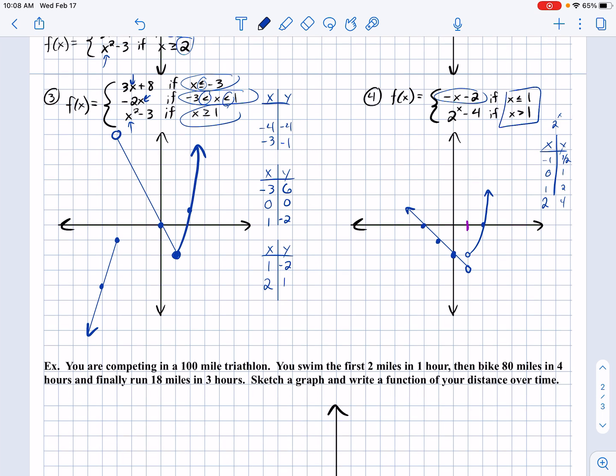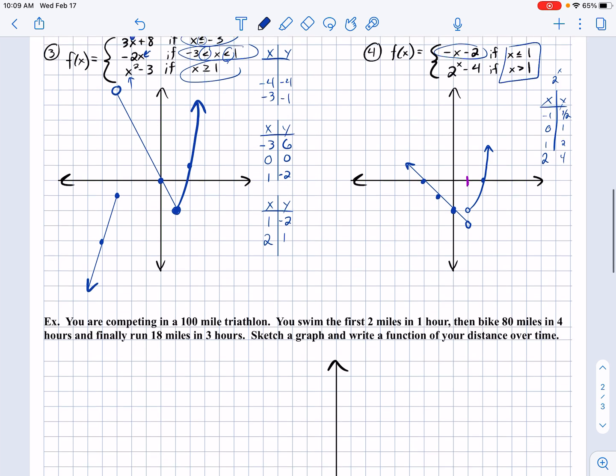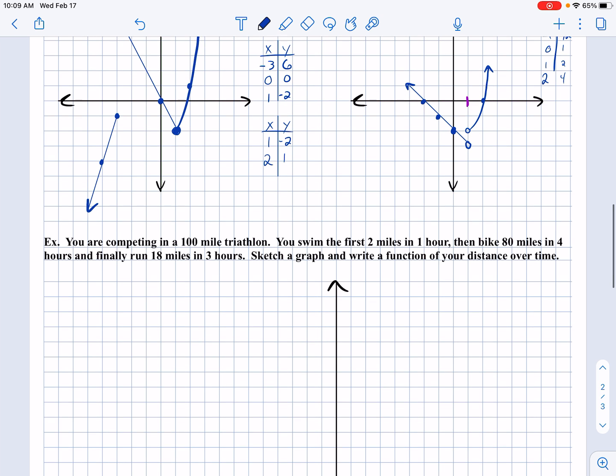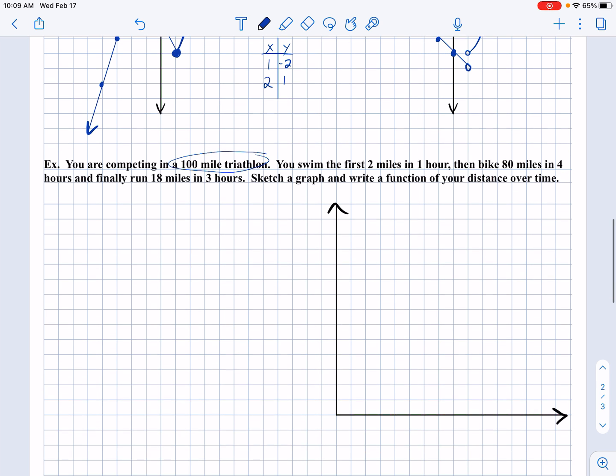All right. The last thing I want to finish with is a word problem. You'll have a couple word problems on the homework. This one's a piecewise function consisting of 3 different parts. So if you're running a 100-mile triathlon and you're swimming the first 2 miles in an hour, then you're biking the next 80 miles in 4 hours, and then running the next 18 miles in 3 hours.